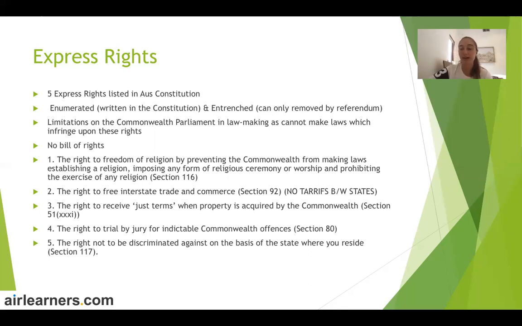The first right is outlined in section 116, and it outlines the right to freedom of religion. So the Commonwealth cannot impose a state religion in Australia or force any form of religious ceremony or worship. The next right is the right to free interstate trade and commerce, which is outlined in section 92. What that ensures is that there are no unfair taxes between states. So if you want to import sugar cane from Queensland, there's no unfair tax on that for Victorians.